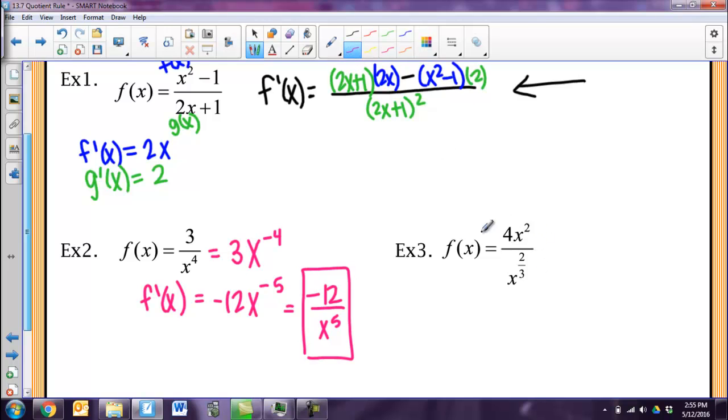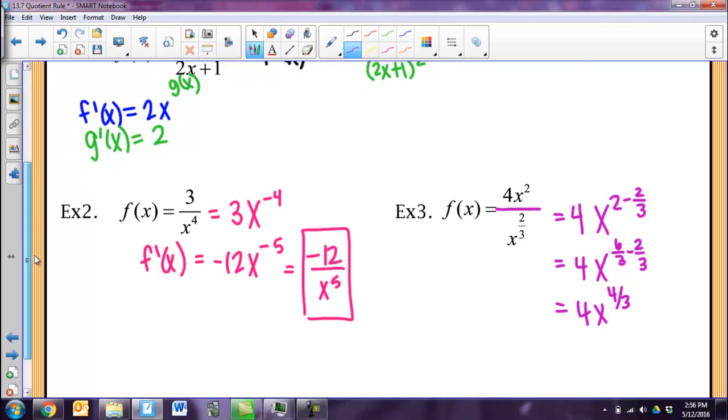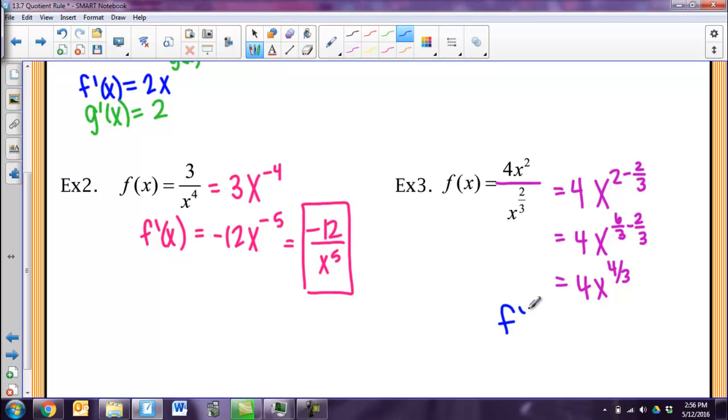just like on this next one. If you look here, f of x equals 4x squared over x to the 2/3, you have the same variable with different exponents. If you know your exponent rules, I know that I could just subtract my exponents if they are being divided like this. So really what I have here is 4 times x to the 2 minus 2/3. And now I can play a little bit of the common denominator game. So this would be 6 over 3 minus 2 over 3. So my function is actually equal to 4 times x to the 4/3. And now that's pretty straightforward for me to go ahead and just use my power rule on.